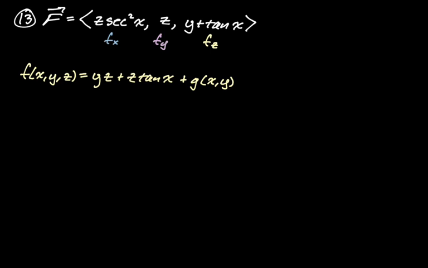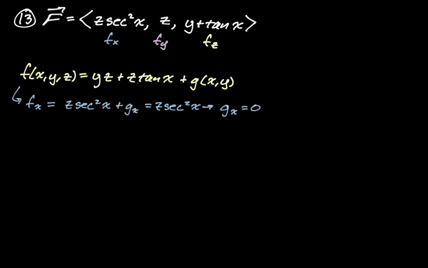So I'll find partial x of this thing. Partial x of this gives me z secant squared of x plus partial x of g. It's a lot of saying things, which is what I think I'm stumbling over. Compared to what we think partial x is, which is z secant squared of x, that would tell us that partial x of g is 0, right? It's not contributing anything. So we say partial x of g is 0.